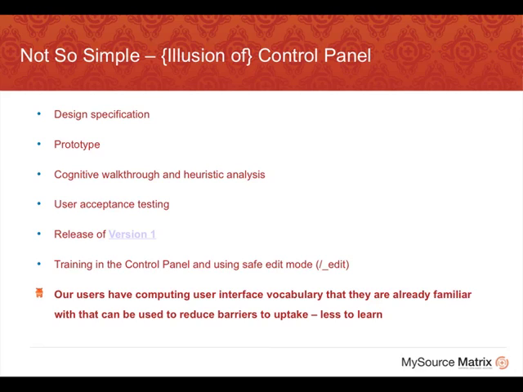So we've developed what we call the control panel, or what we sometimes call the illusion of control panel. There's probably a bit of the illusion working on both sides. We went through a design specification with Squiz, and we built a prototype. We did some cognitive walkthroughs ourselves and some heuristic analysis following the principles that Karl was talking about, and also some user acceptance testing. So at the moment we're into version 1, which is extremely basic.